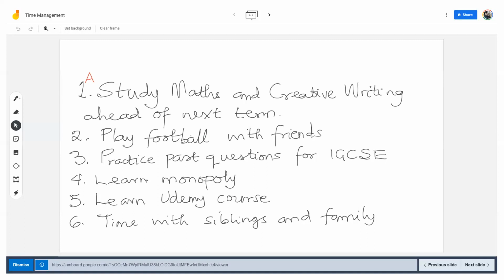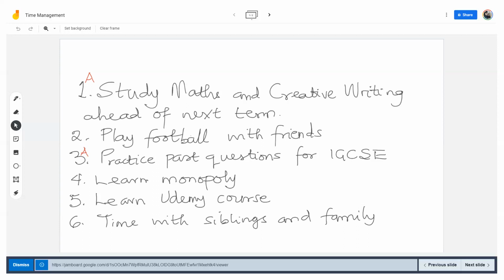Okay, let's find other high priority items here. Studying past questions for IGCSE may not be urgent, especially because the IGCSE is still going to hold in about 6 months' time, so it's not urgent yet, but it is important. So it's also a priority A item.